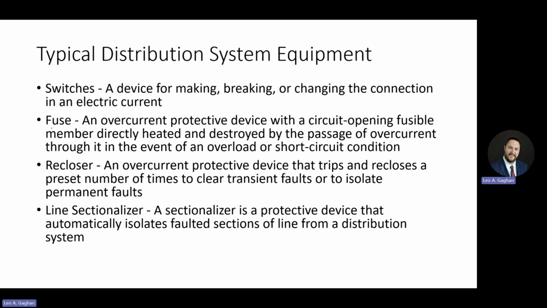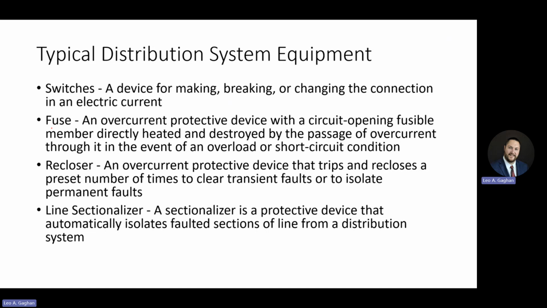And then after that, we got the line sectionalizer. A sectionalizer is a protective device that automatically isolates faulted sections of the line from a distribution system. So similar to a recloser, but it actually doesn't interrupt it. It waits for the high currents to go away, then opens. So different levels of, I guess, complexity here. Some things I probably could have added since then.